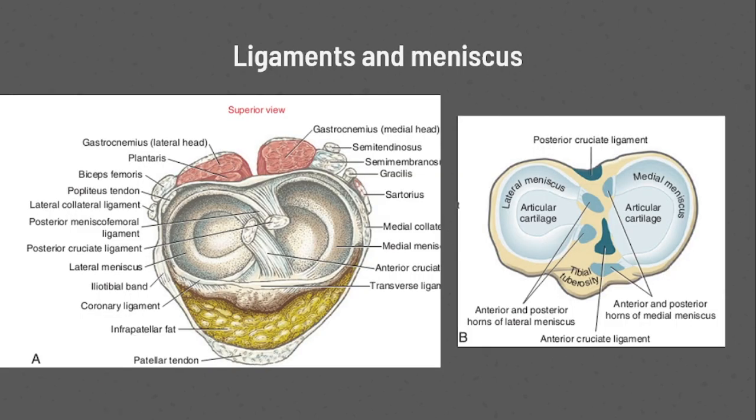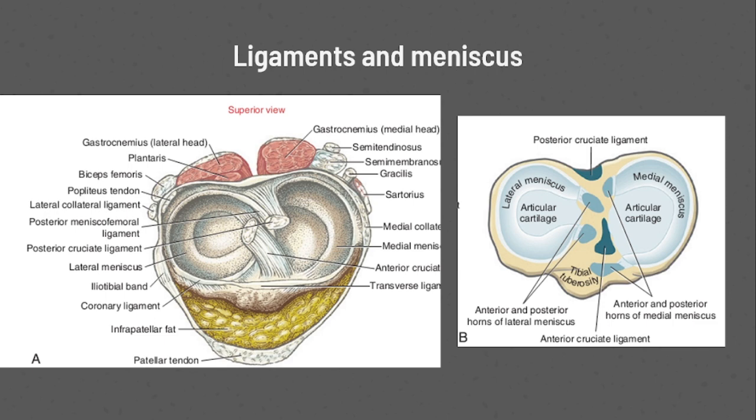Let's take a look at the ligaments of the knee. The ligaments of the knee are divided into extracapsular and intracapsular ligaments. What are the intracapsular ligaments? They are the ligaments which we find inside the synovial capsule. They are the ACL, anterior cruciate ligament, the PCL, posterior cruciate ligament, the meniscofemoral ligament, and the transverse ligament, which connects the medial meniscus and the lateral meniscus together, the popliteus tendon, and the coronary ligament.